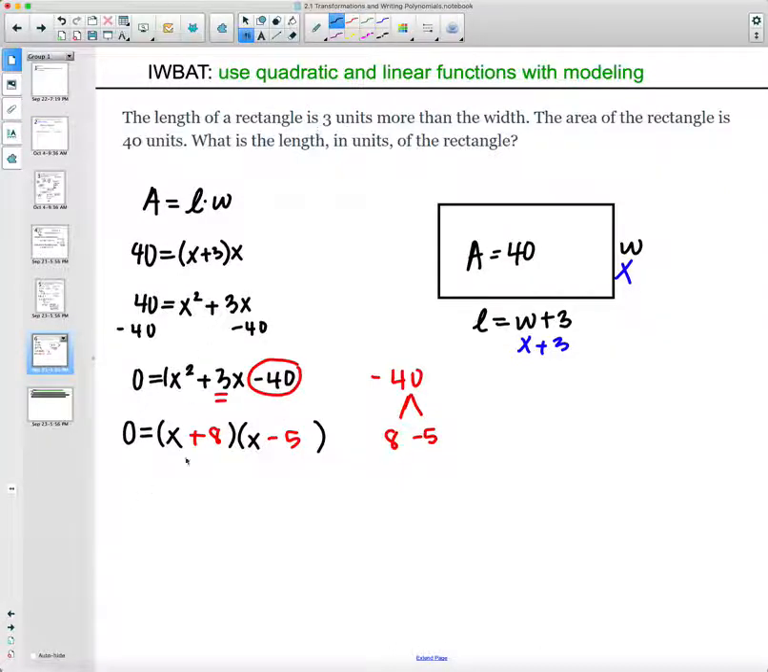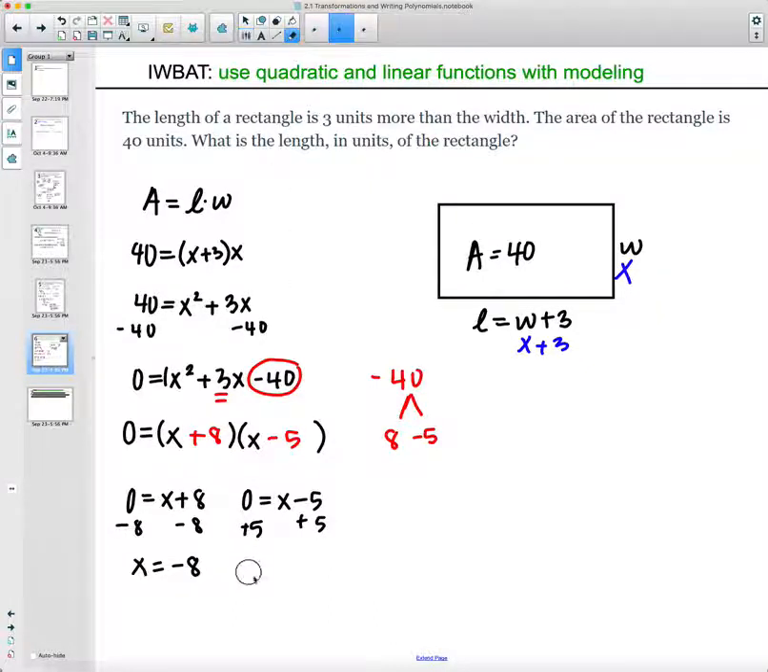So then we want to split this because anytime we have two numbers multiplied together to equal 0, one of the factors is equal to 0. So we'll split this and say either this one is equal to 0 or this one is. And then we'll solve. So subtract 8 from both sides. So on this one, you get x equals -8. And on this one, we'll add 5 to both sides. And we'd get x equals 5.